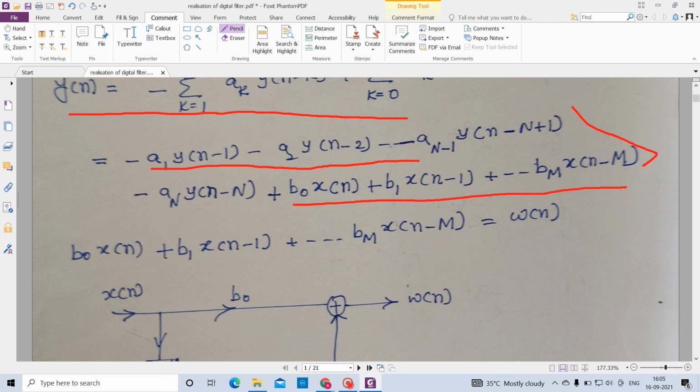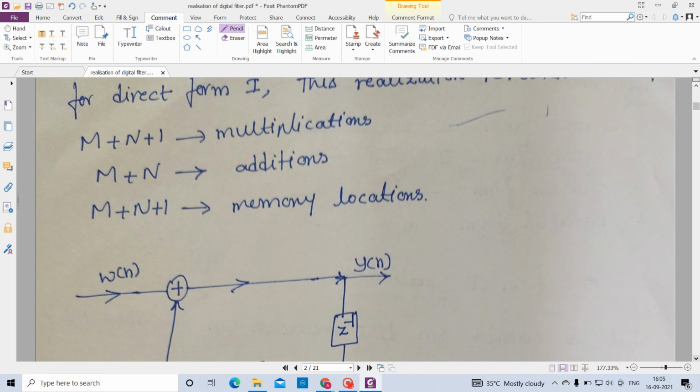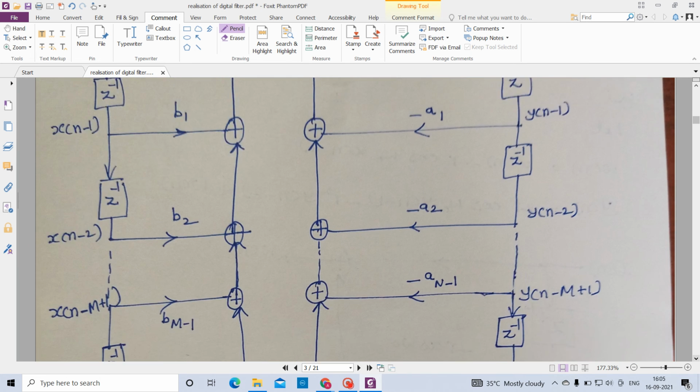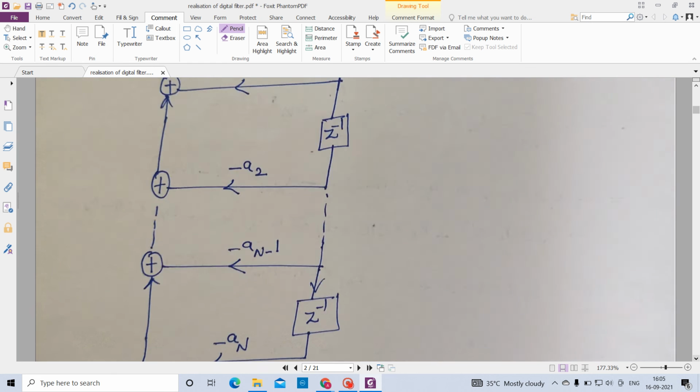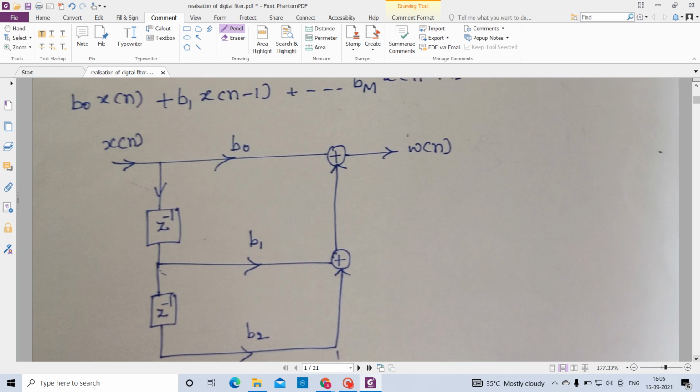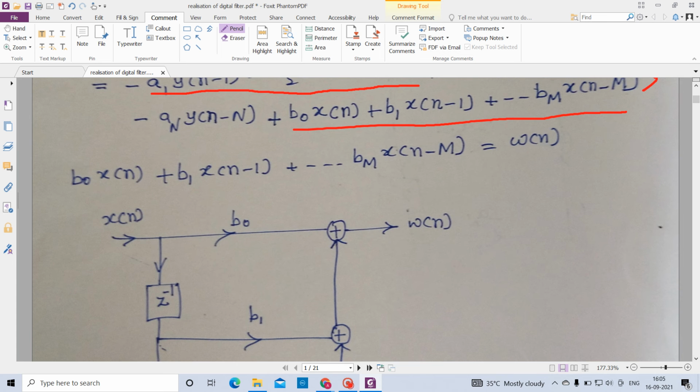Again, we are representing that one also as omega n. So we will see how to draw that structure. First we will take the b naught coefficient equation.